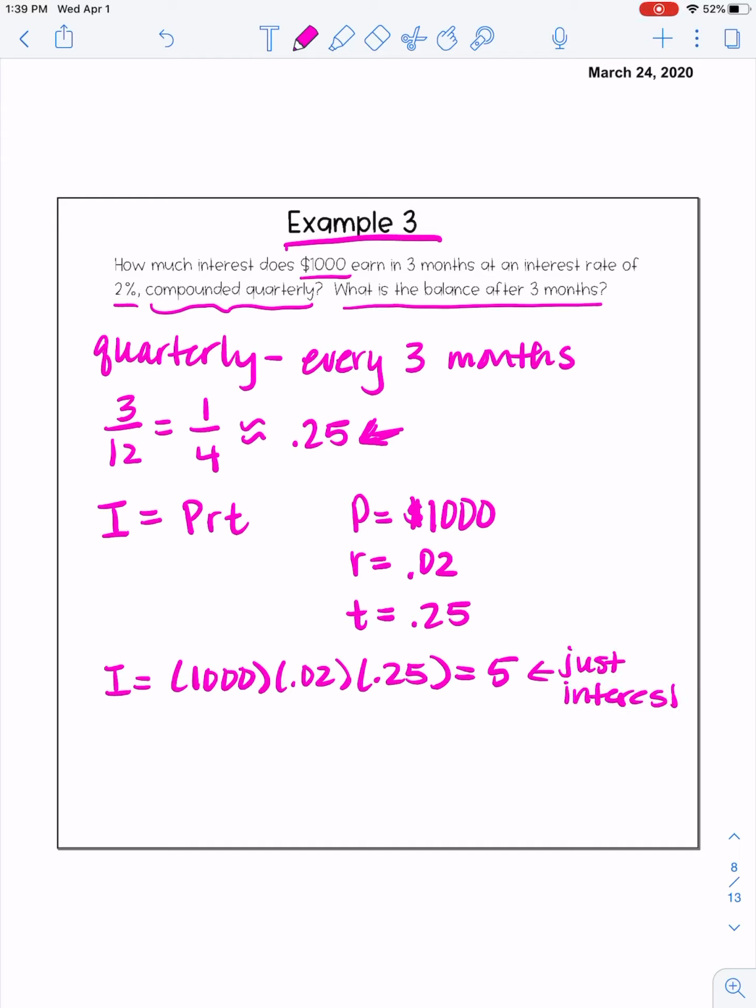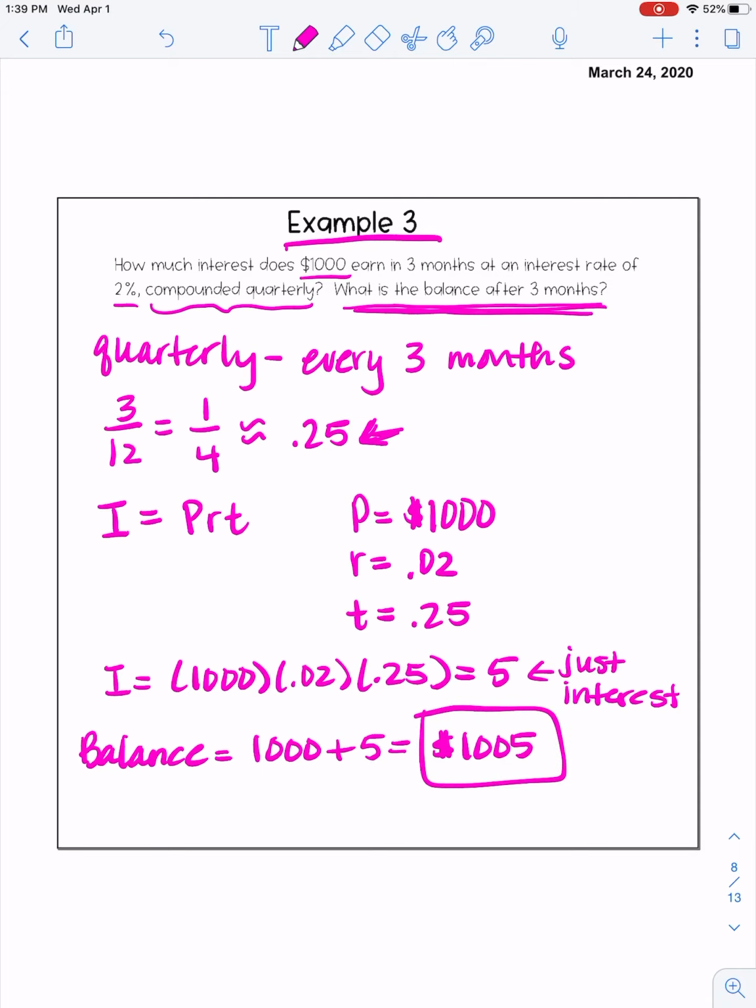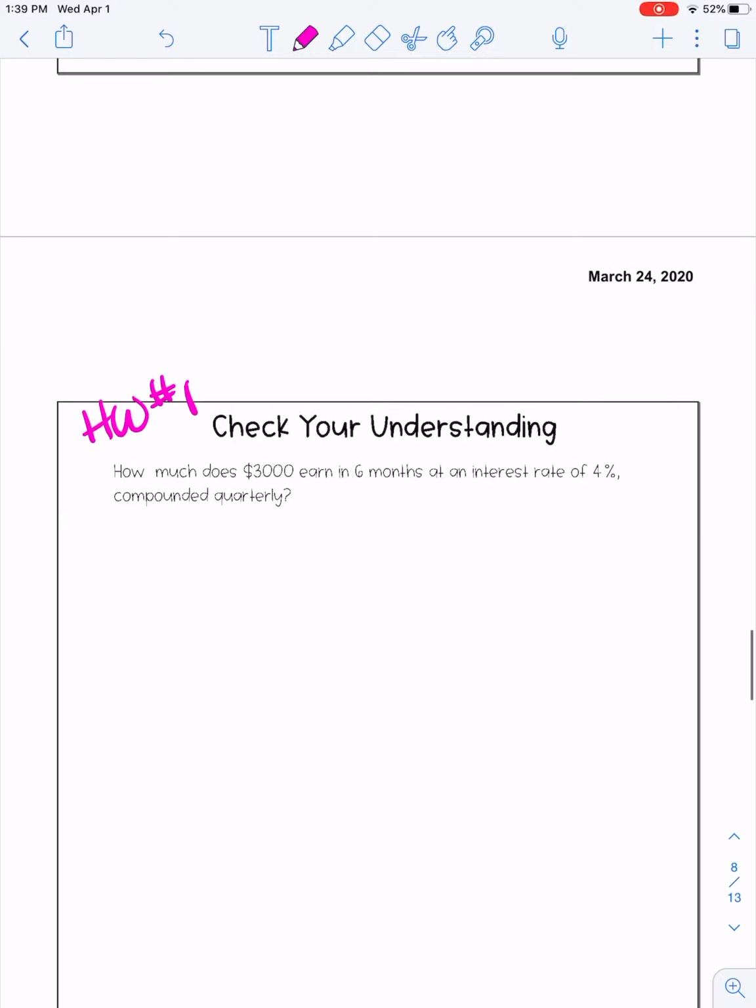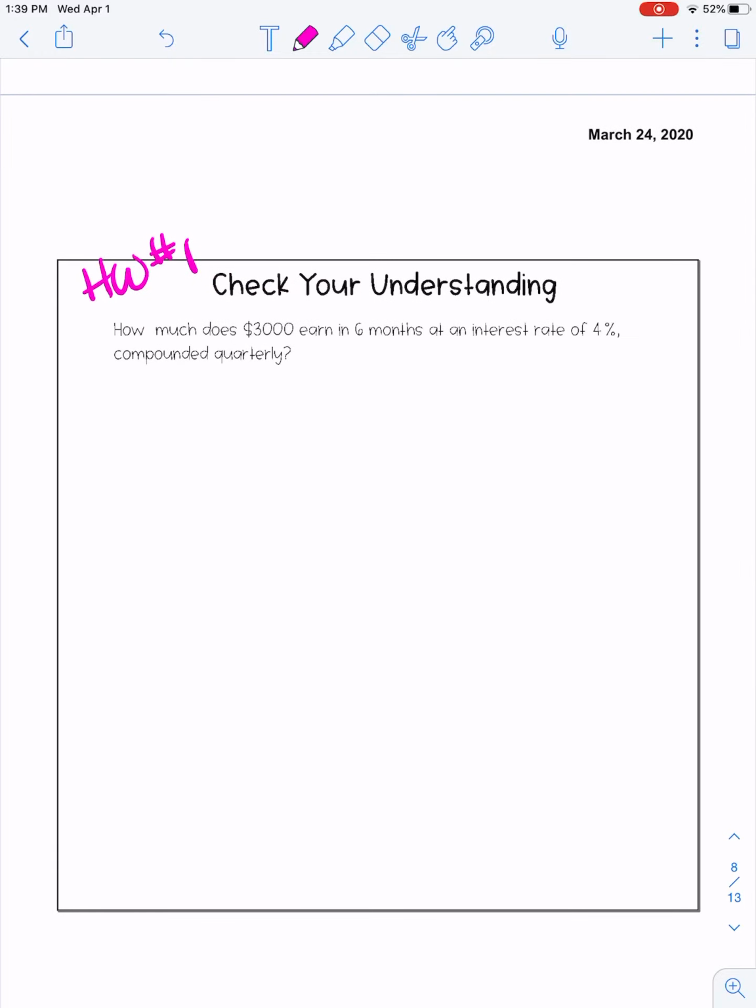But the question is asking for what is the balance. So that means I have to go back and find the balance. That's going to be my original amount of 1,000 plus $5, which is $1,005. So that's my answer. If you would like to at this point pause so you can look at my work, that would be great. And your first homework problem is this one. Check your understanding. All right, so you should pause here and complete this problem.